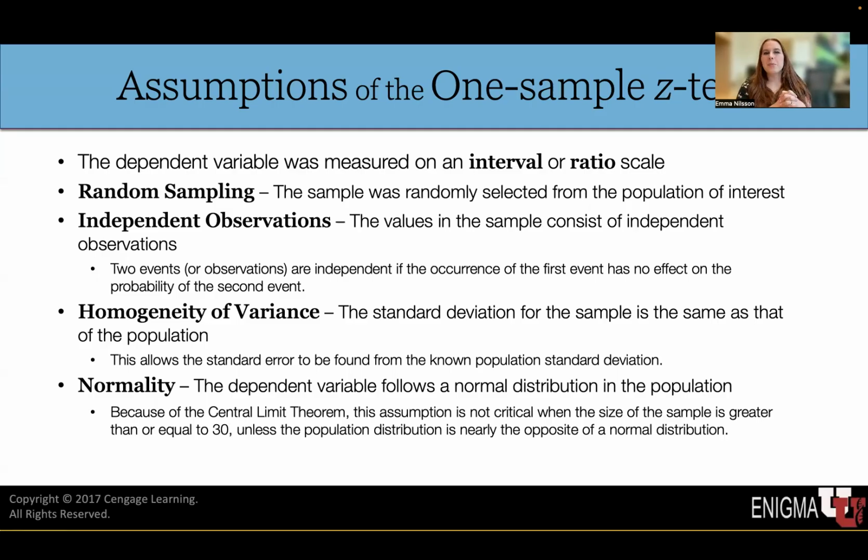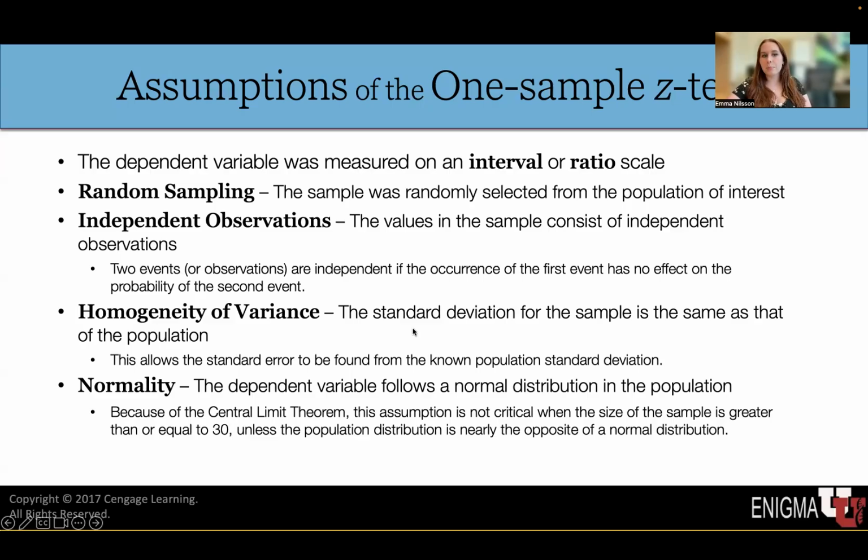There was something called independent observations, which just means that the values in your sample consist of observations that are independent of each other, which you're like, obviously, that's what the name states. But it just means that the occurrence of picking the first event doesn't affect the occurrence of the second event. So an example of this is measuring the height of a class of students. Measuring the height of one student does not affect the height of the second student that you measure. Those are independent observations.